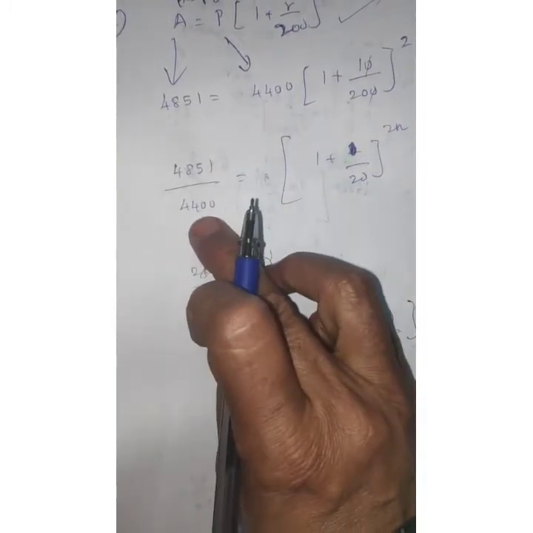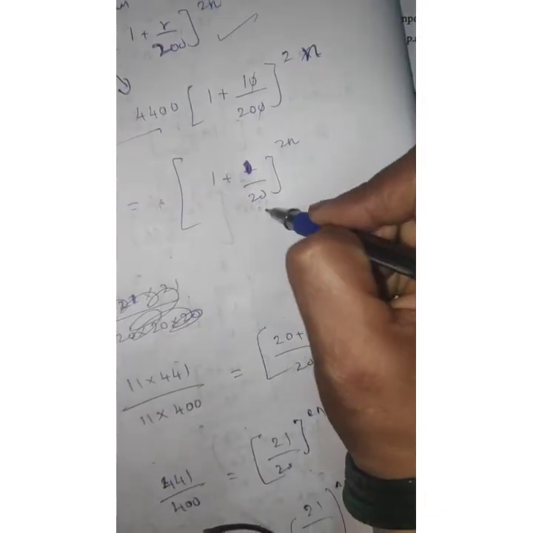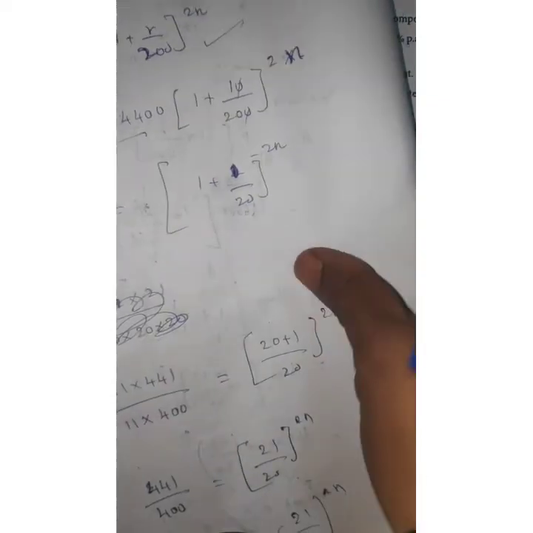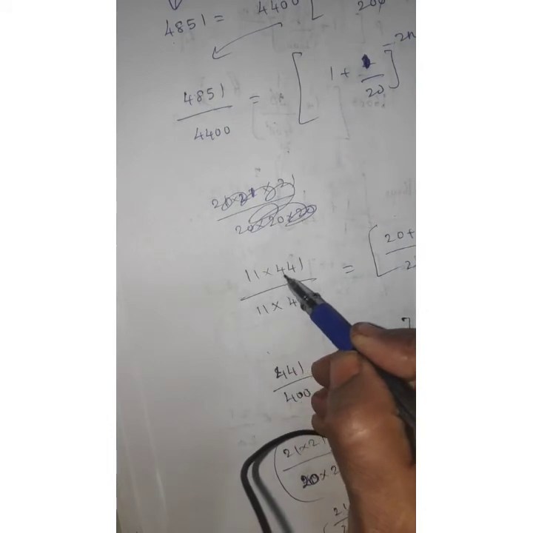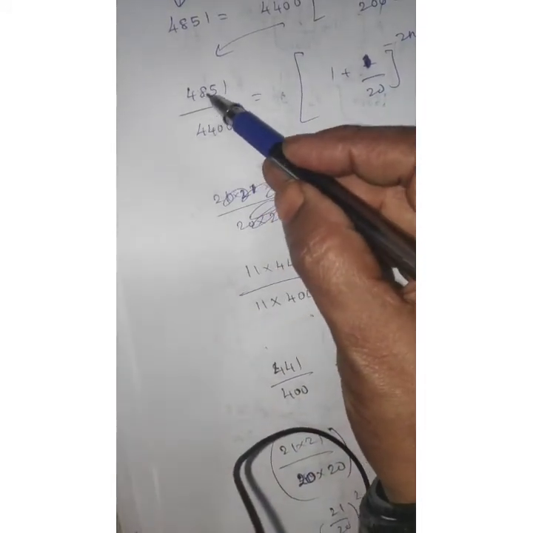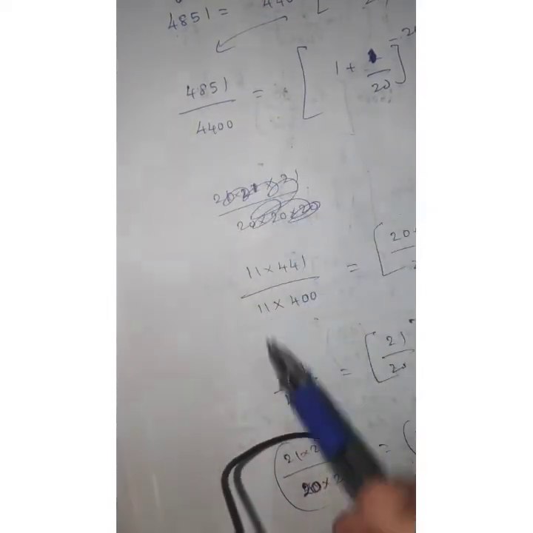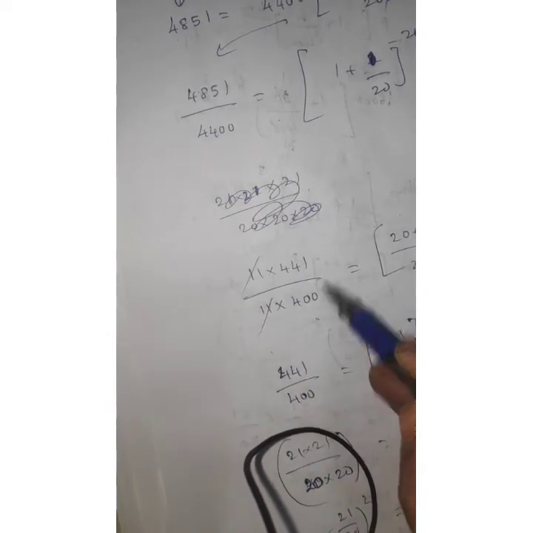4,851 divided by 4,400 is equal to 1 plus 1 by 20 whole power 2n. Now see, how do I divide this number? 11 into 441: these two numbers multiplied give 4,851. Down below we have 11 into 400. The 11 cancels, so what is the remaining answer?